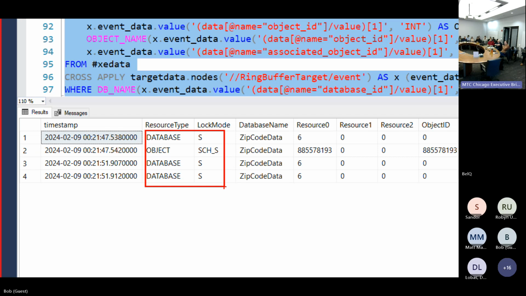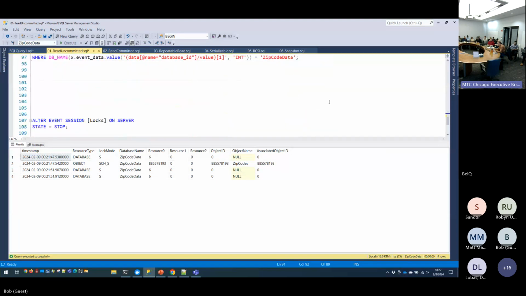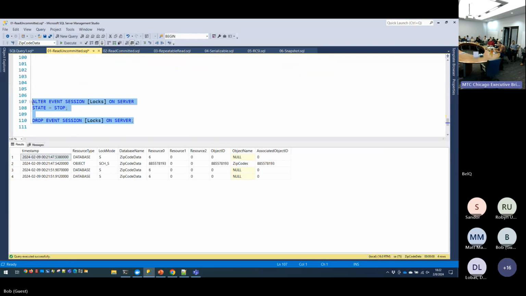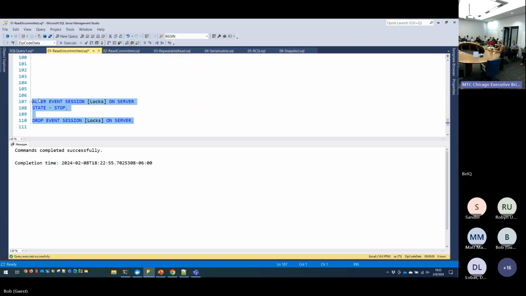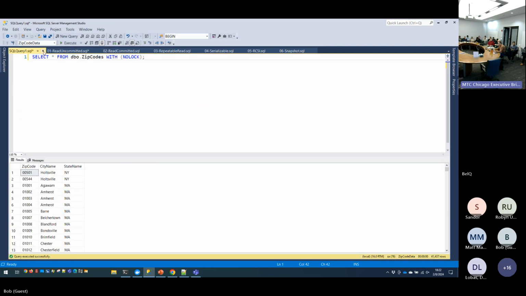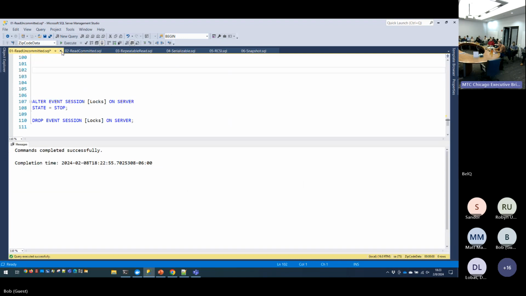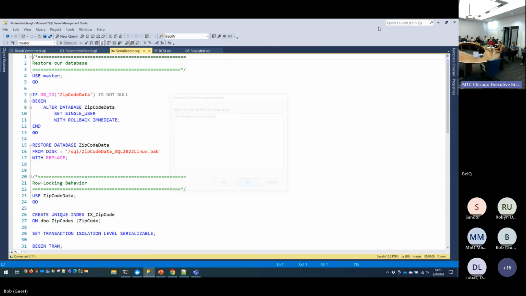But see, none of those shared locks on any rows are taken. There's no intent locks. This is literally all the locks that were taken to execute this query. So there are some locks, but there are not many locks taken, and nothing at the row level occurs when you're querying with no lock in read uncommitted mode. Does that make sense?